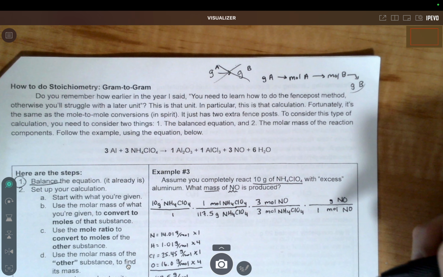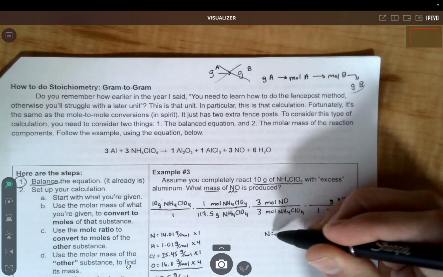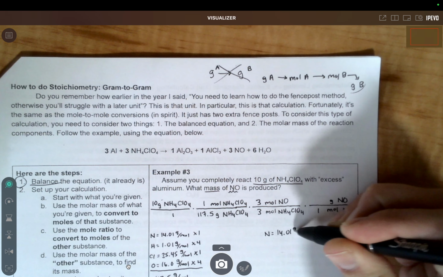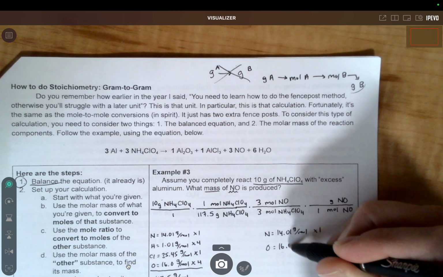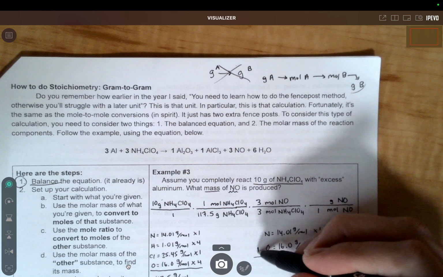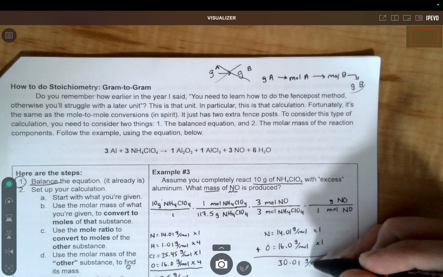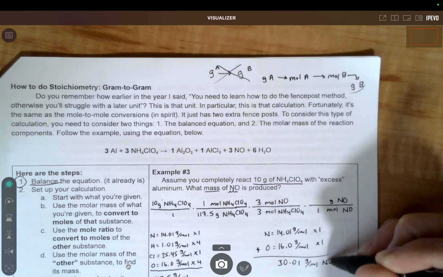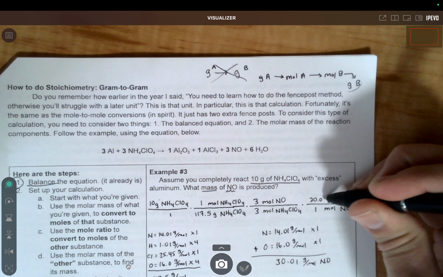For every 1 mole of nitrogen monoxide, how many grams is that? Well, again, nitrogen, 14.01 grams per mole. There's 1 of those. Oxygen is 16 grams per mole. There's 1 of those. Add those 2 values together, you get 30.01 grams per mole of NO. So I can put 30.01 right here.